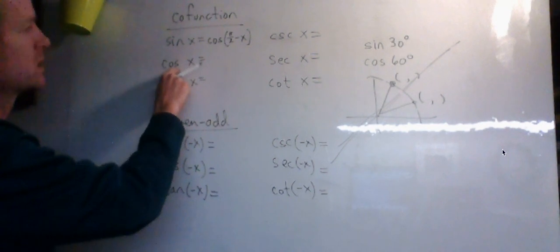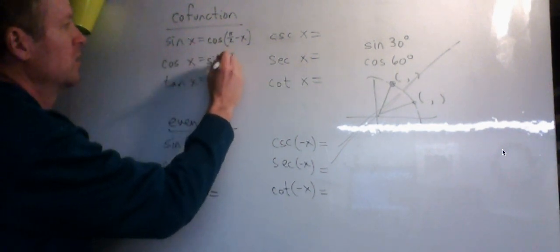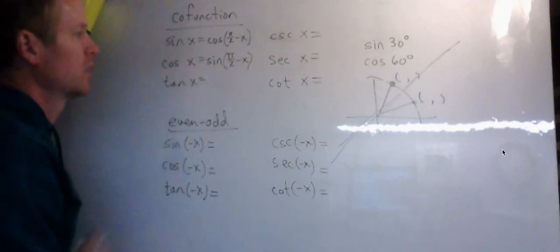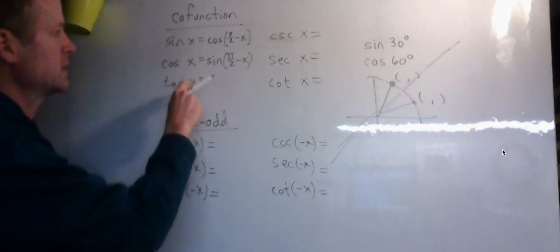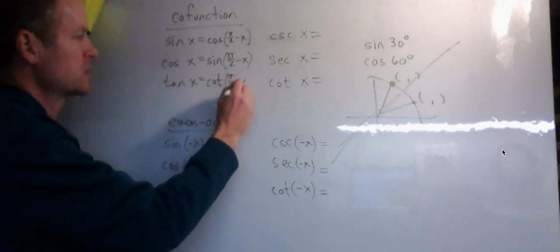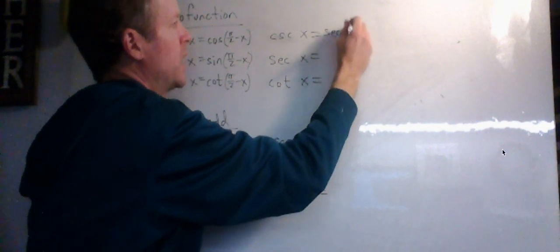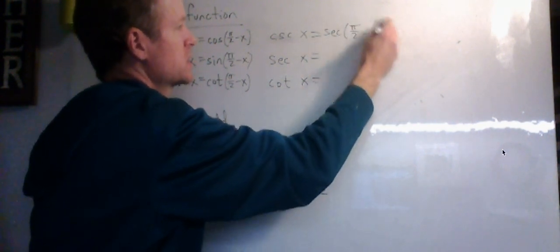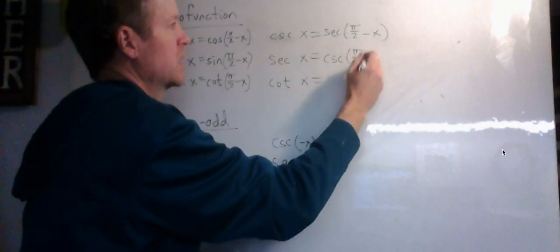So in turn, we could say cosine of x is the same as sine of pi over 2 minus x. We can do the same with all these other different functions. So we could say tan is the same as cotan of pi over 2 minus x. We could say that cosecant is the same as secant of pi over 2 minus x. And secant is cosecant of pi over 2 minus x.